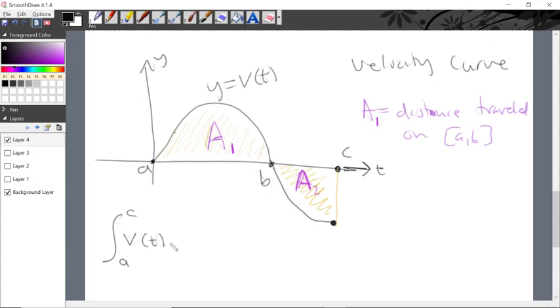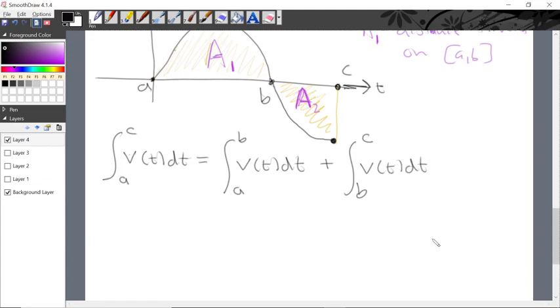so geometrically, we know that if we take the integral from, let's say, A to C of the function v of t dt, geometrically, we said, well, we can break this up as two area regions, right? We can take the integral from A to B of v of t dt, and that's what A1 was. That was the distance we traveled on A to B, and then we can add to that the integral from B to C of v of t dt. What's our interpretation of that second integral, though?